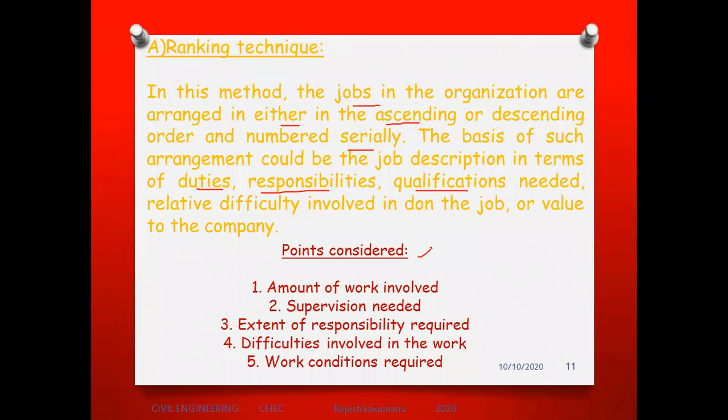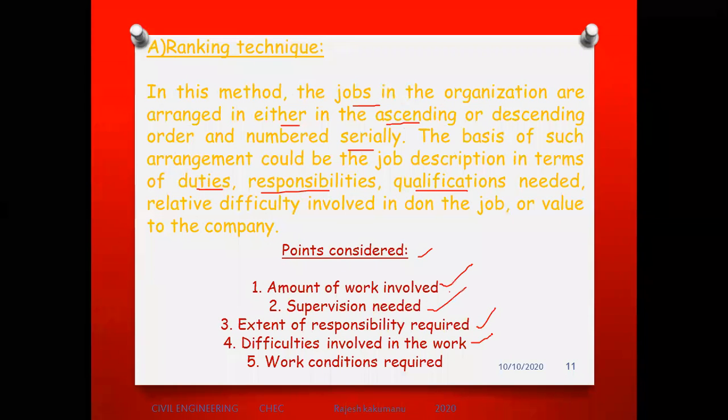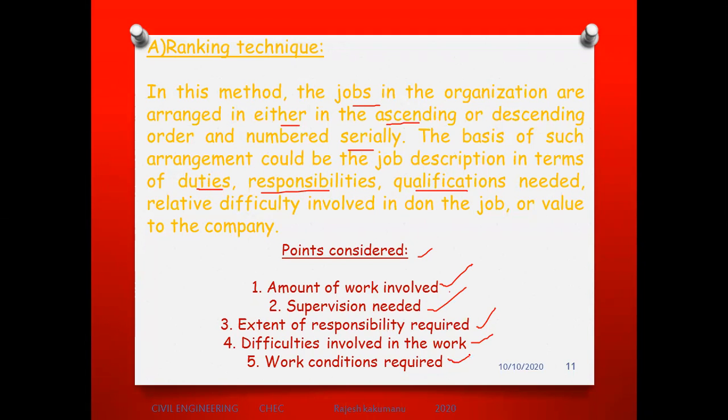So in this ranking technique, what are the points to be considered? Amount of work involved. How much work is involved in this technique? Next, supervision needed. So we require proper supervision to do this process. Extent of responsibility required. Normally the responsibility will be extended based upon the demand. Difficulties involved in the work. So what are the problems that we are facing in the work? This ranking technique will be considered. Next, working conditions required. So what type of working conditions should be required for doing this qualitative method?